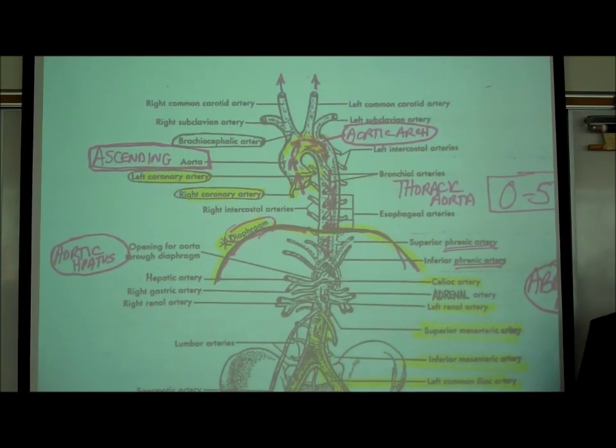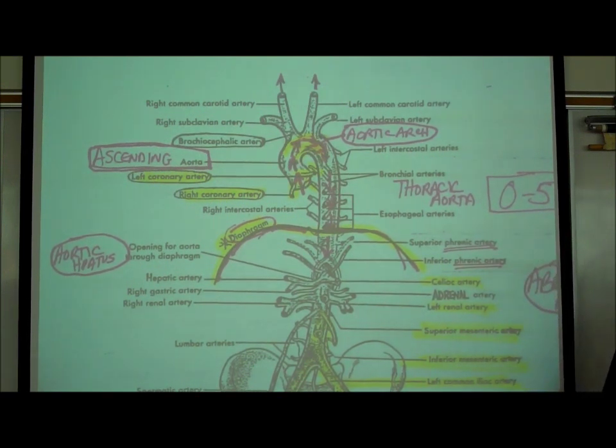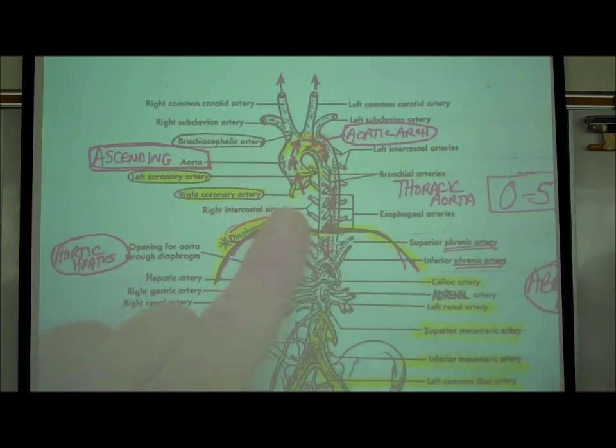But is that the only way you're going to have a heart attack? We're going to learn more about it. There's more to say, but that's basically what it is: a blockage of blood flow through the coronary arteries to the heart. Now, those are the important little arteries that branch off the ascending aorta.